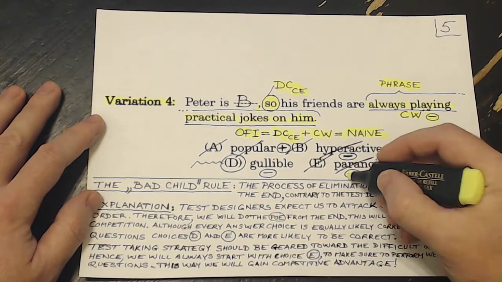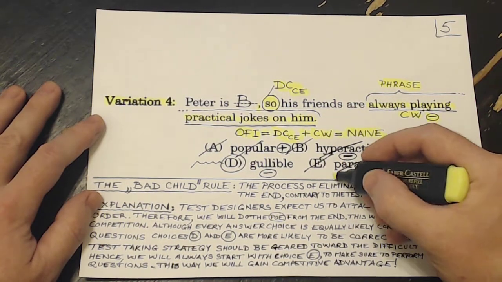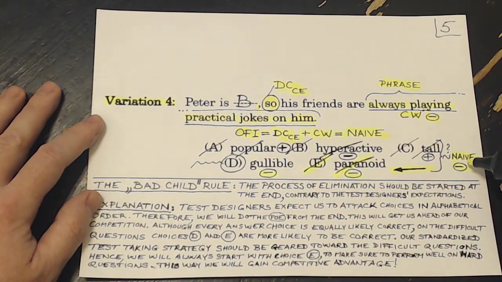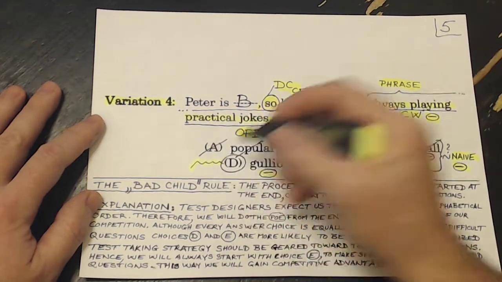So what about paranoid? It's negative. That could work, but it doesn't mean naive. What about gullible? Well, it's negative. Let's assume I don't know the meaning of this word. Since it's negative, I keep it.